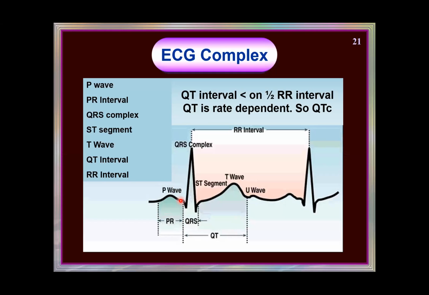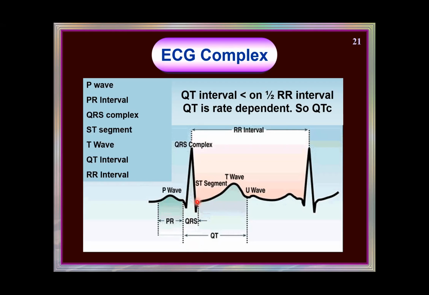The P wave is atrial contraction, 0.12 seconds or 3 small squares. The PR interval is from the beginning of the P wave to the beginning of the QRS. Its upper limit is 0.2 seconds or 1 big square. The QRS complex is very brisk and crisp. It occupies only 2 small squares or 0.08 seconds. The ST segment is the isoelectric part of the ECG. This we call the fate line of the ECG.